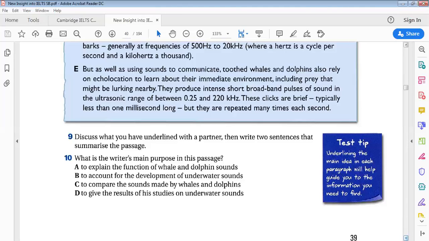Okay, I have to write what the main purpose of this passage is. So the answer is A. I did not know that. The main purpose of this passage is to explain the function of whale and dolphin sounds. Underlining the main idea in each paragraph will help you find the information you need.